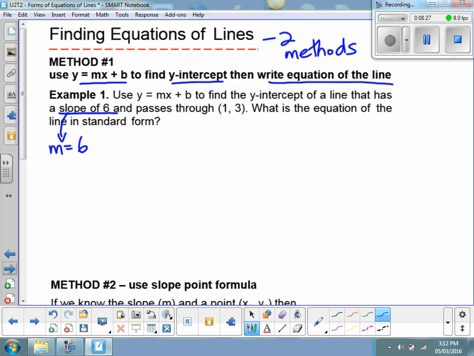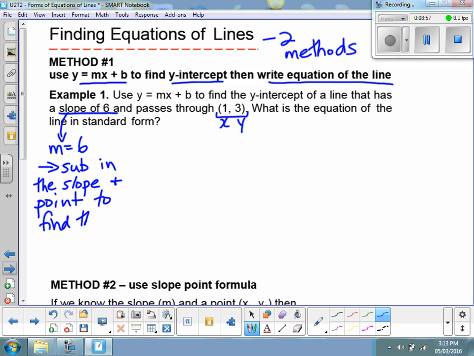I also know that the line goes through this point. That means that point represents an x and a y. So my first step here then is I'm going to sub in the slope and point to find the y-intercept. And remember, in our equation, the y-intercept is the b.